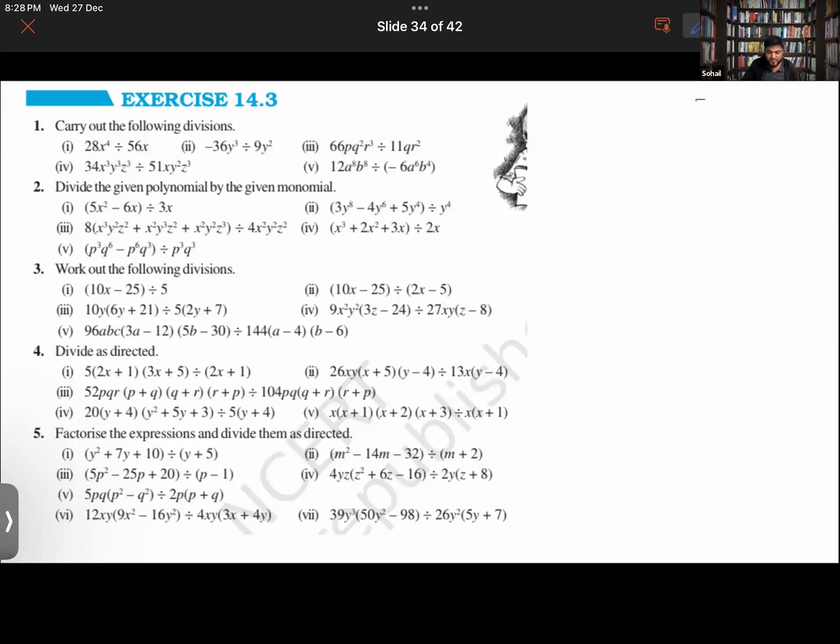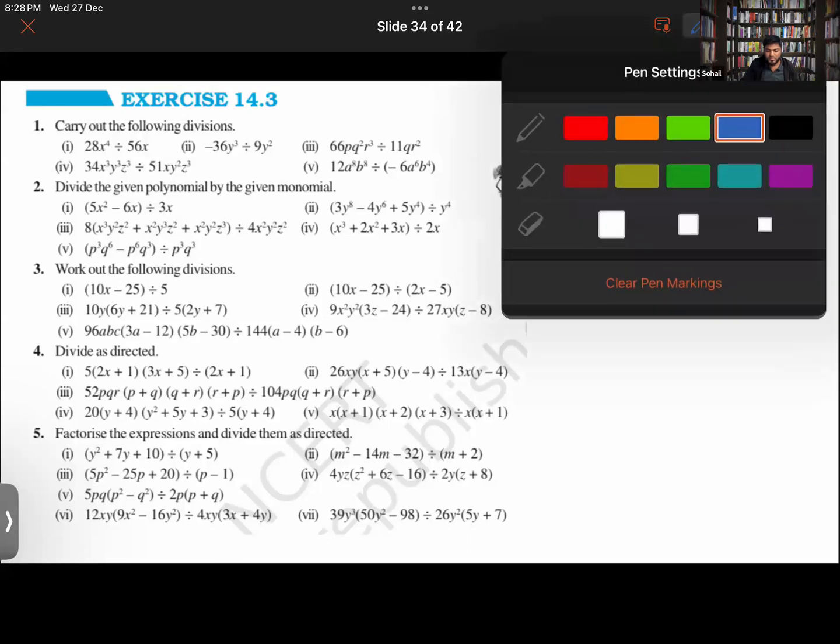Yes, sir, we do LCM. For example, like 5 plus 4 upon 2. Yes, sir. It can be written as 5 upon 2 plus 4 upon 2 also, no? Yes, sir. Right? Yes, sir. Okay.